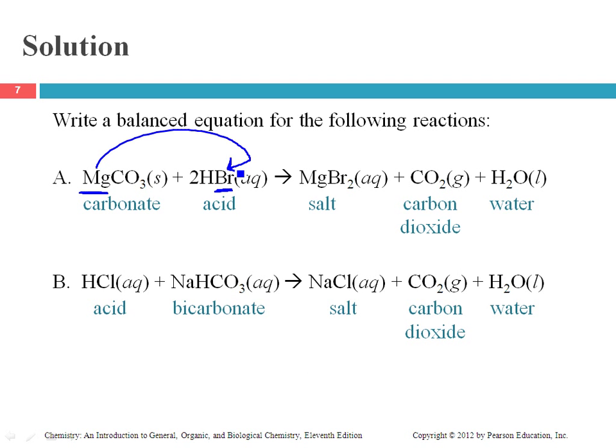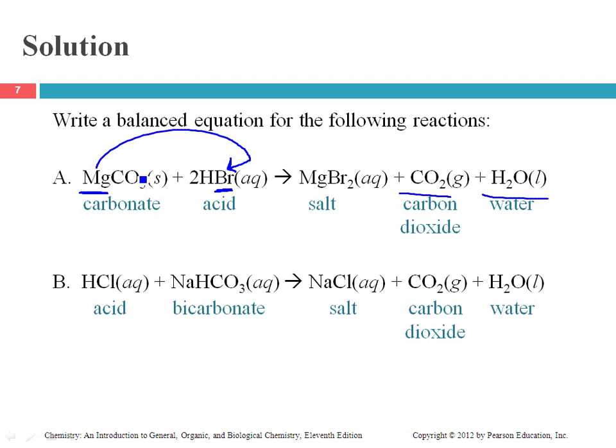Okay, we get MgBr2. Go back if you have to and look back at naming, but for every 1 magnesium, we need 2 bromine because of the charges. Magnesium's in group 2, it has a positive 2 charge, and bromine a negative 1. So to balance those charges, we need 2 bromines for every 1. Okay, and then we're going to produce CO2 plus water.